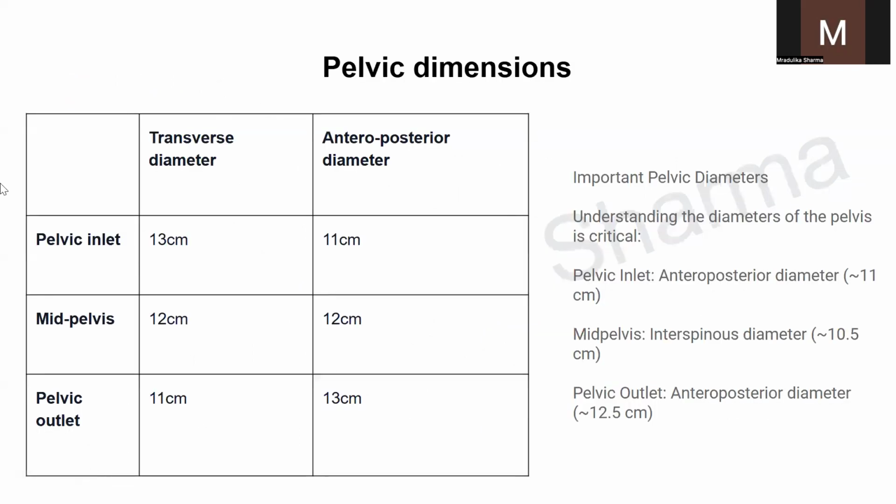Now the pelvic dimensions of importance. As I discussed, the pelvic inlet transverse is 13 centimeters, AP is 11 centimeters, mid pelvis is 12 and 12, and the pelvic outlet is 11 transverse and 13 in the AP diameter. So whenever the fetal skull goes out of the cavity, it has to occupy the AP diameter. And this is where the importance of internal rotation comes, which I'm going to explain later.